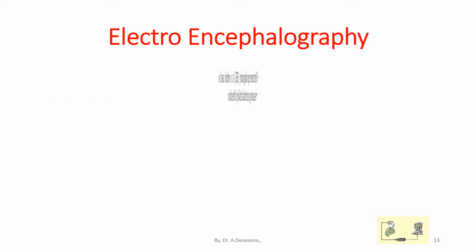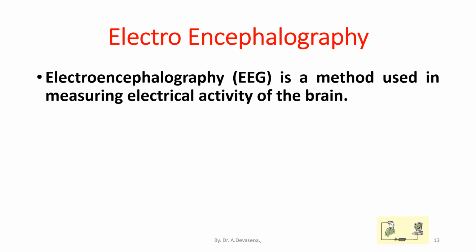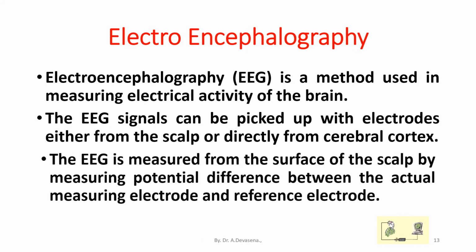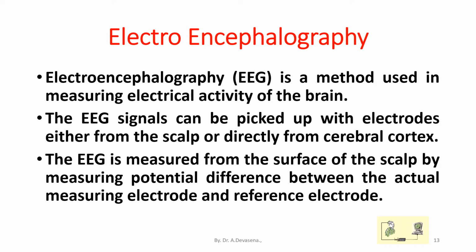Electroencephalography. Electroencephalography is a method used in measuring electrical activity of the brain. The EEG signals can be picked up with the electrodes either from the scalp or directly from the cerebral cortex. The EEG is measured from the surface of the scalp by measuring potential difference between the actual measuring electrode and the reference electrode.